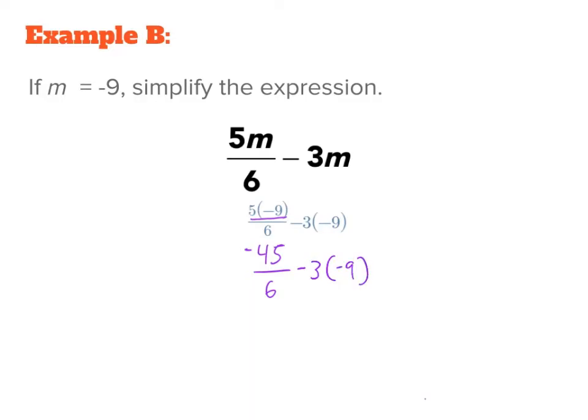All right, now I've got to do negative 45 divided by 6. Luckily, I have my calculator because I don't think that negative 45 divided by 6 comes out evenly. So I'm going to type negative 45 divided by 6 on my calculator, and I should get negative 7.5.